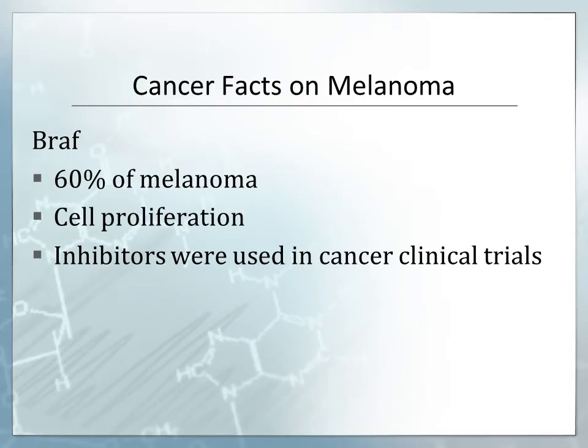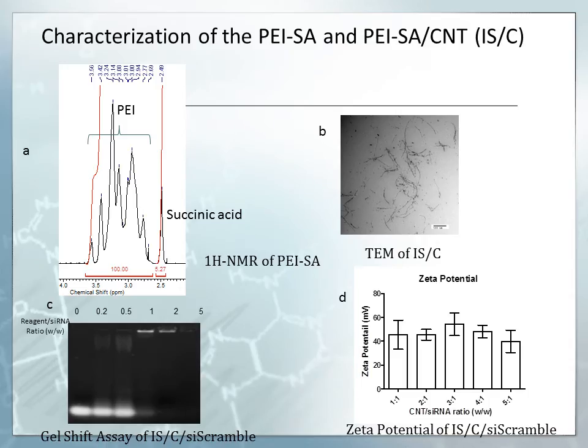Here are some facts about melanoma. BRAF is usually overexpressed in melanoma, and it is responsible for cell proliferation. In clinical trials, its inhibitor has been used and some success was achieved. So back to our nanotubes. Here is the characterization of the polymer and the nanotubes. There is succinic acid in the PEI, although you may not be able to understand why it is so.